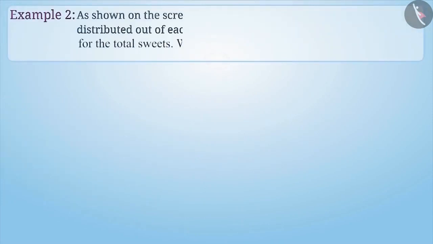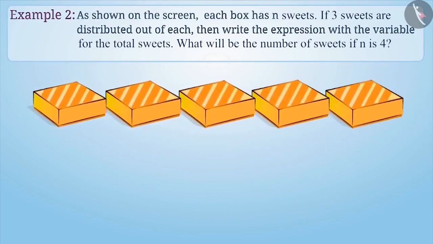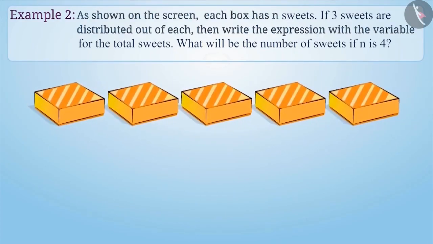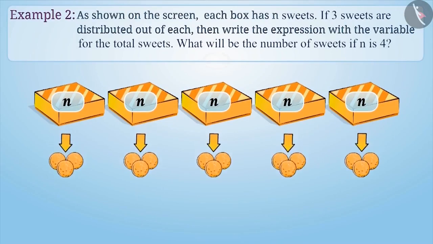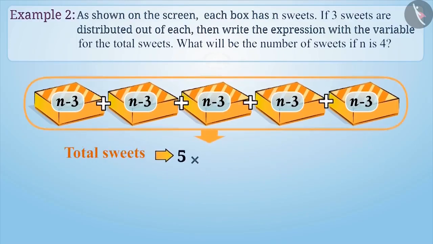There are n sweets in each box shown on the screen. If 3 sweets from each box are distributed, then write an algebraic expression for the total number of sweets. Find the total number of sweets when n is equal to 4. There are 5 boxes each containing n sweets. If 3 sweets from each box are distributed, then the remaining number of sweets in each box will be n minus 3. So, the total number of sweets in 5 boxes will be 5 into n minus 3.